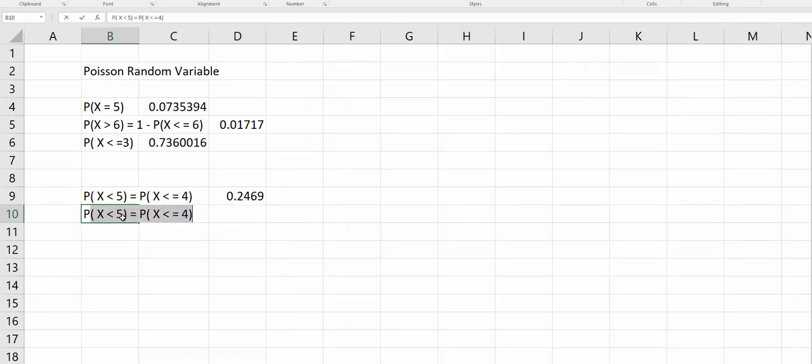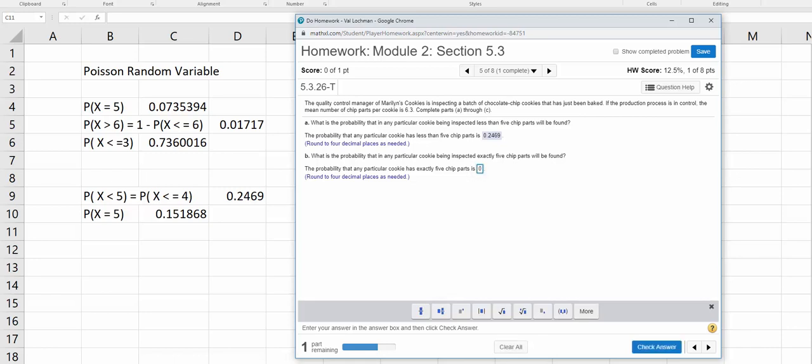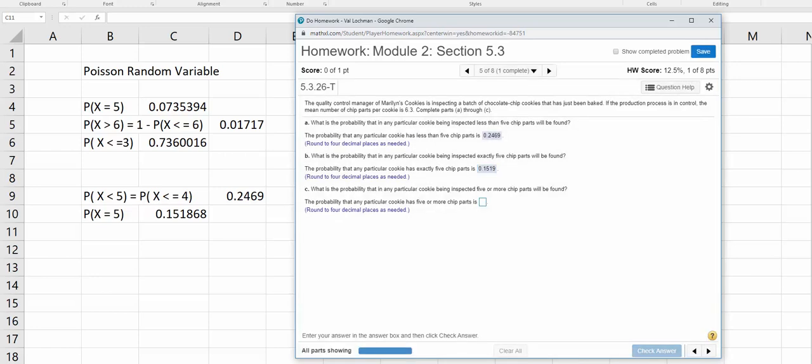Exactly 5. We've done this before. This is X equal to 5. That's the Poisson distribution, X is 5, mean is 6.3, cumulative no, 0 for cumulative. The probability is 0.1519, rounding to 4 decimal places. Let's check the answer. It's good so far.